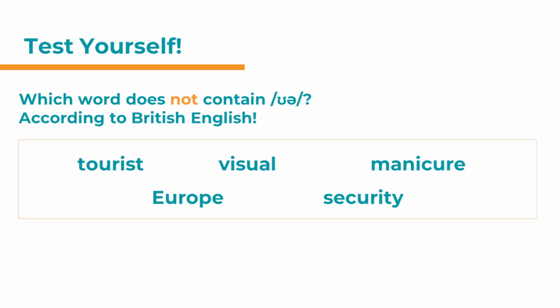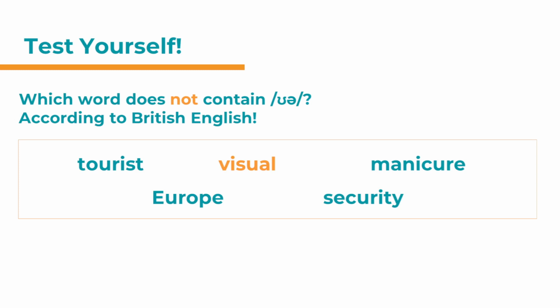Now let's see how much you remember. Let's test yourself. Which word does not contain the diphthong? And this is according to British English. Have a look over these words, say them out loud to yourself, pause the video, and see if you can identify which word does not contain the diphthong. And the answer is visual.